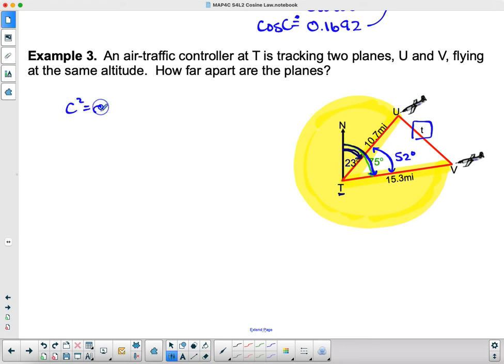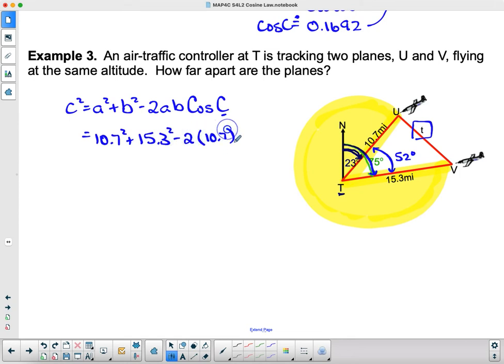C squared equals a squared plus b squared minus 2ab cos of C. And we're going to plug in. Remember the 2 side lengths are our a and our b, and the angle is our capital C there. So 10.7 squared plus 15.3 squared minus 2 times 10.7 times 15.3 times the cos of 52. Let's plug that into the calculator.